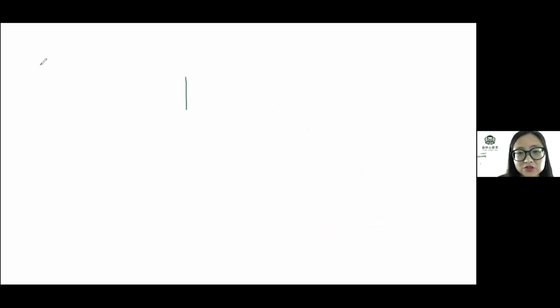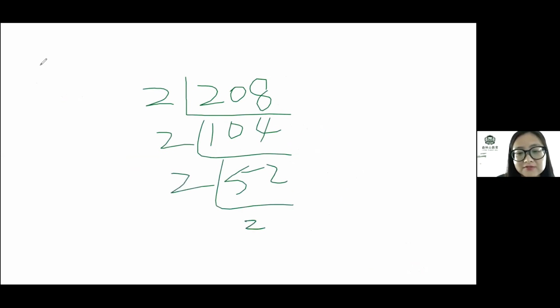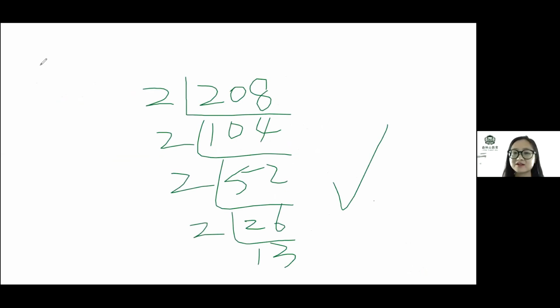He doesn't use the factor tree. He used this one, right? You can divide by 2. That is 104. Divide by 2, that is 52. Divide by 2, that is 26. Divide by 2, that is 13. This is also one method. So all the factors are 2, 2, 2, 2, and 13.